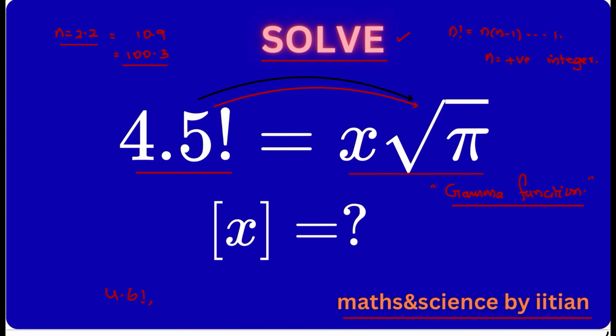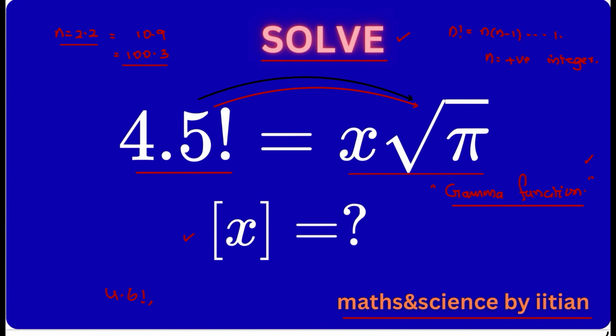I want to introduce the concept of gamma function to you. If 4.5 factorial is equal to x into square root of pi, then what is the greatest integer x value? This is the question. It's not only about solving the given question, it is about finding the importance of gamma function in finding the factorials of any real positive number.